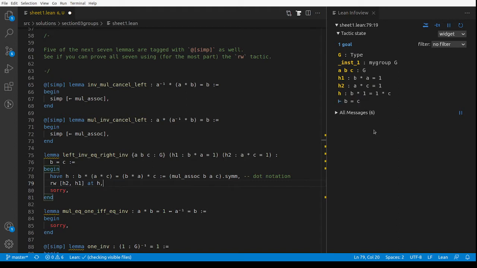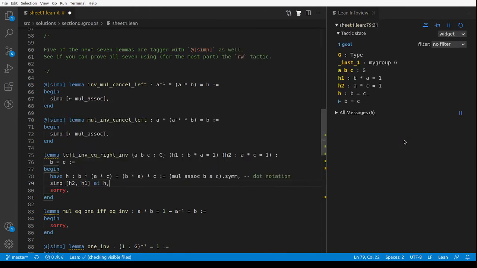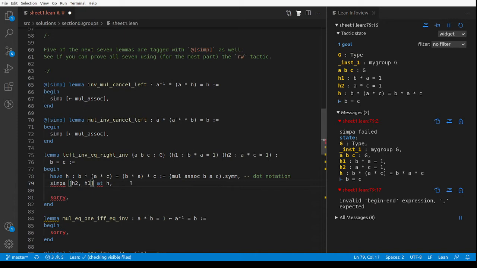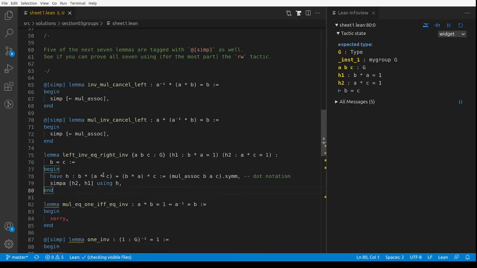And now H has become B times 1 is 1 times C. And so now, of course, we need to use the simplifier. I mean, now we need to use mul_one and one_mul, but the simplifier knows those. So we could do simp those at H. And now H is exactly the goal. So we're in the situation where the simplifier solves the goal. The simplifier can reduce a hypothesis to the goal. So that means I could probably do simpa using H. There we go. So that solved that one.